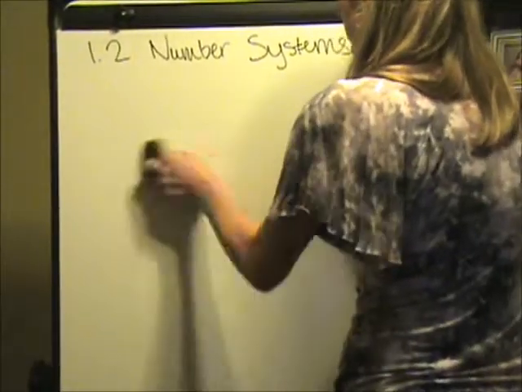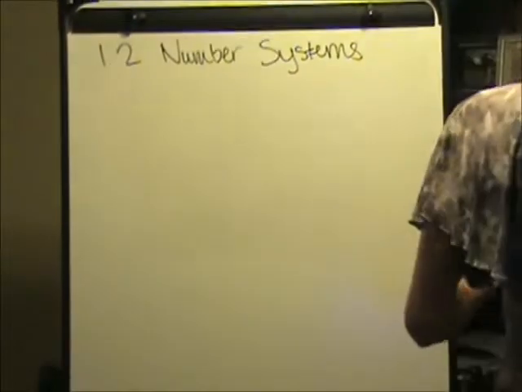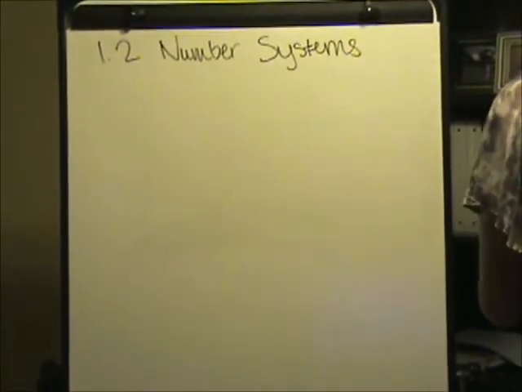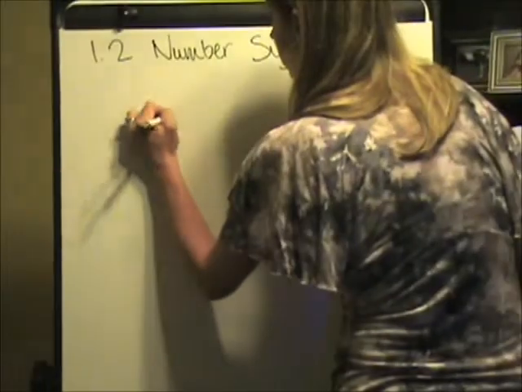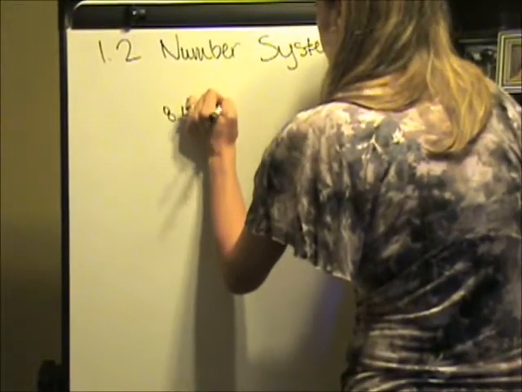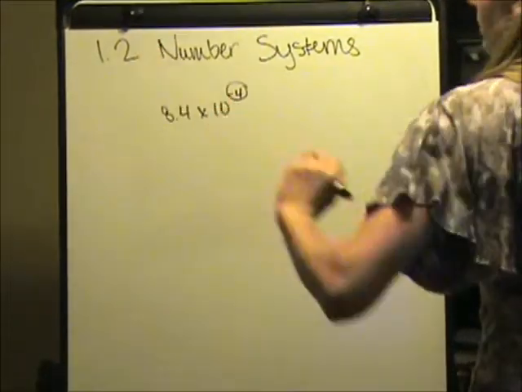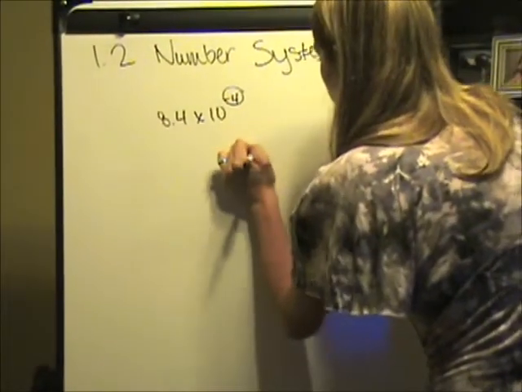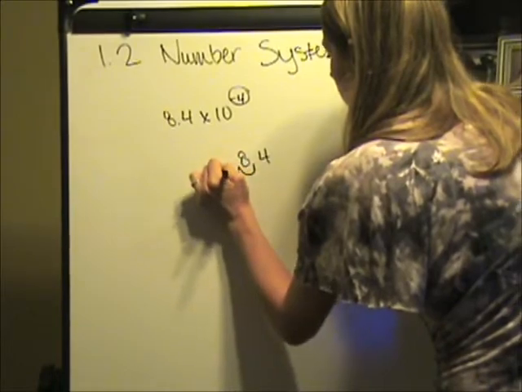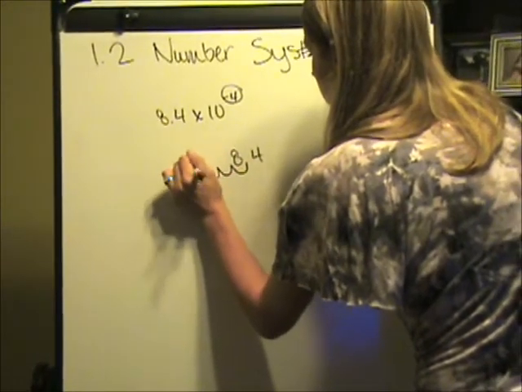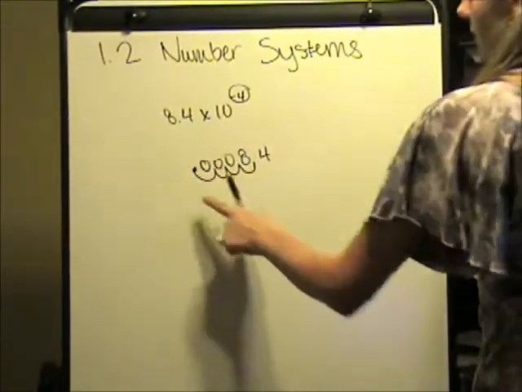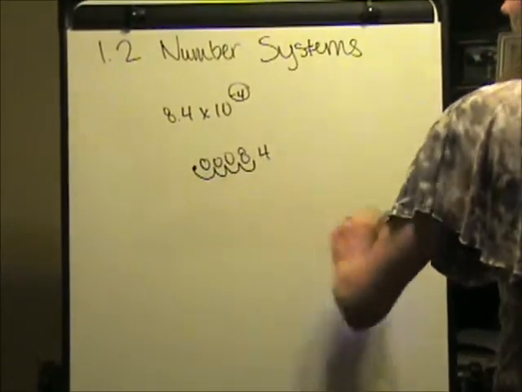Let's look at one where we're going to go the other way. Number 24, 8.4 times 10 to the negative fourth. So since it's negative, we know we're going to go to the left. 1, 2, 3, 4 decimal. So now it is 0.00084.